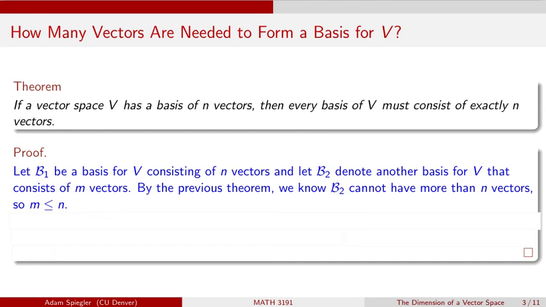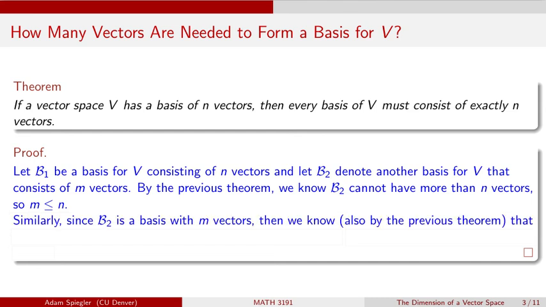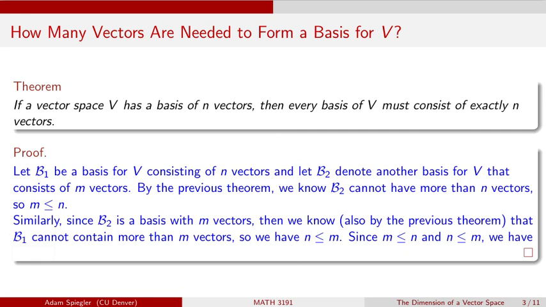And we can use the same exact logic for B1. Namely, since B2 is a basis with m vectors, then we know that any other basis, namely B1, cannot have more than m vectors. So this tells me that n has to be less than or equal to m. So now that we know m is less than or equal to n, and n is less than or equal to m, that proves that these two numbers have to be the same. And in fact, any basis of vector space V must contain the same number of vectors, n.